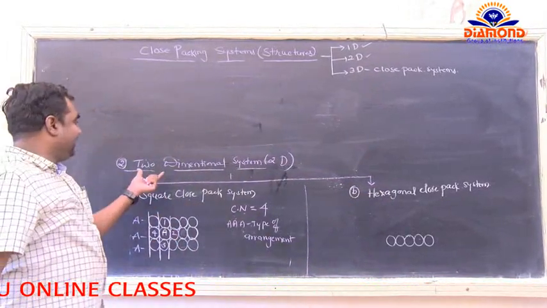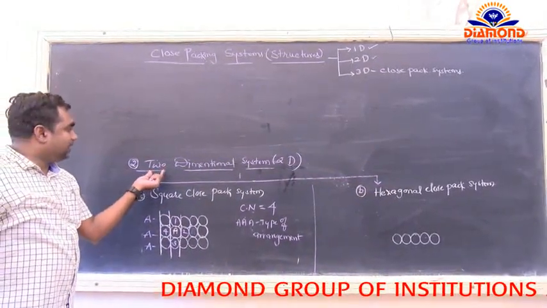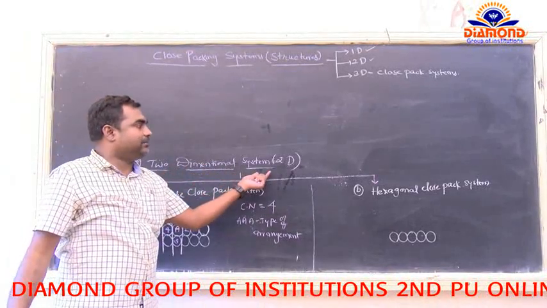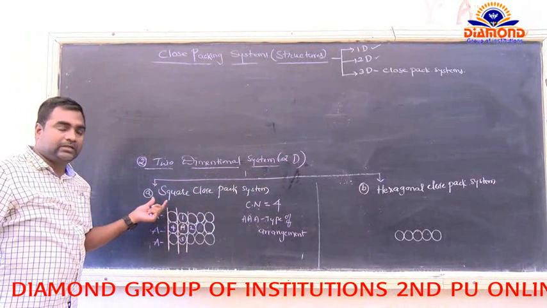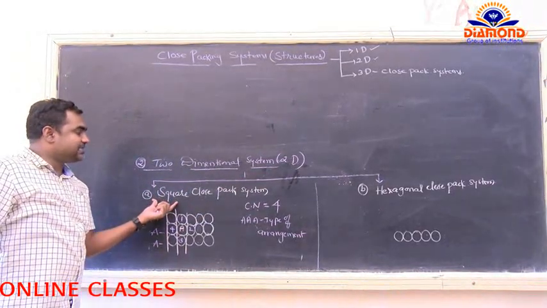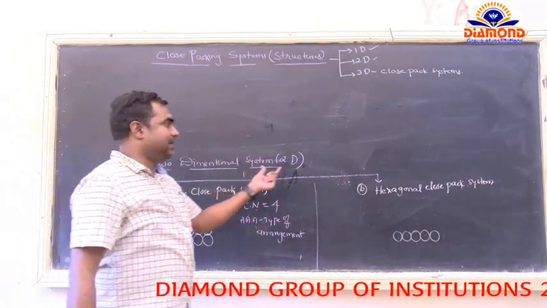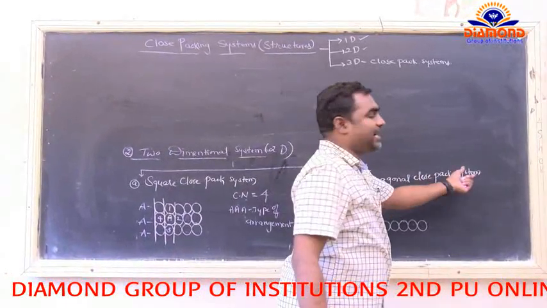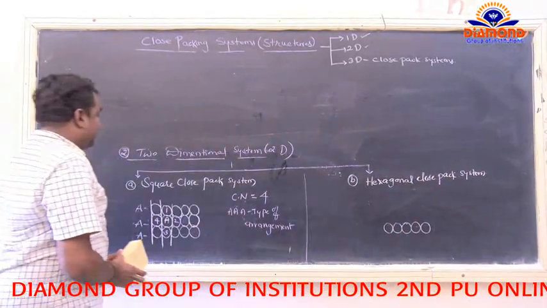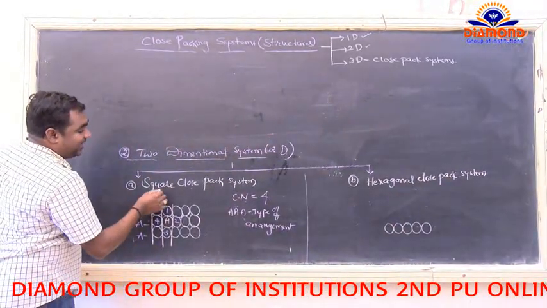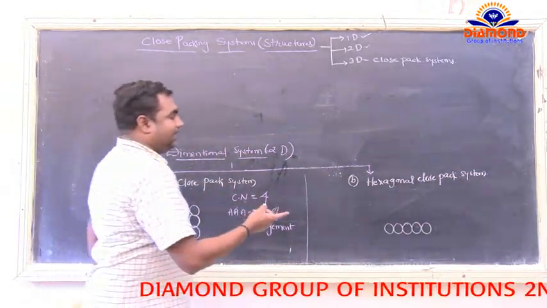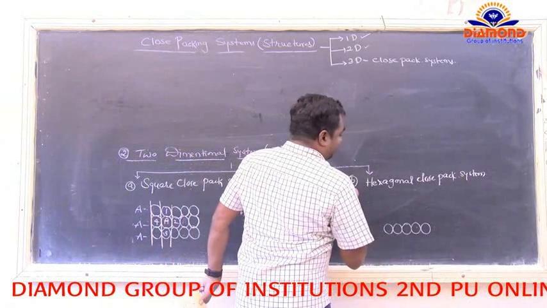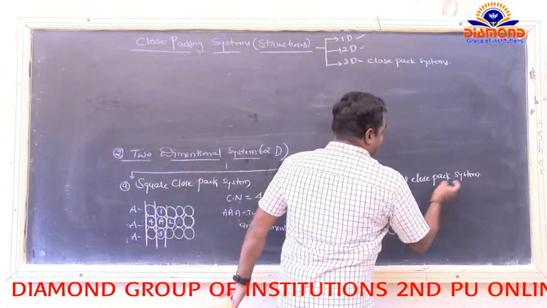In the earlier class we discussed already the 2-dimensional system. In the 2D we got 2 types of it. One is the square closed pack system. Second one is the hexagonal closed pack system. Here already you know that the square closed pack system is arranged like this. And the second one, the hexagonal closed pack system.